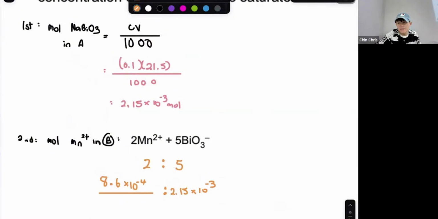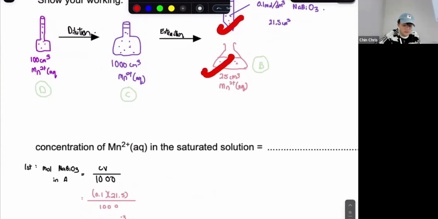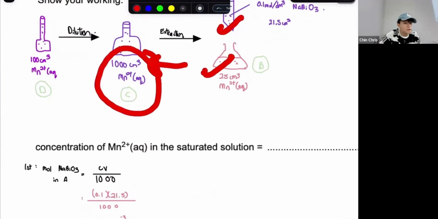8.6 times 10⁻⁴. Is that right? Do your mole ratio, guys. These are the titration calculations. Got it? Alright, guys, once done, we're done with B already. You see, you found the mole here. You also found the mole here. Next, please find the mole here.